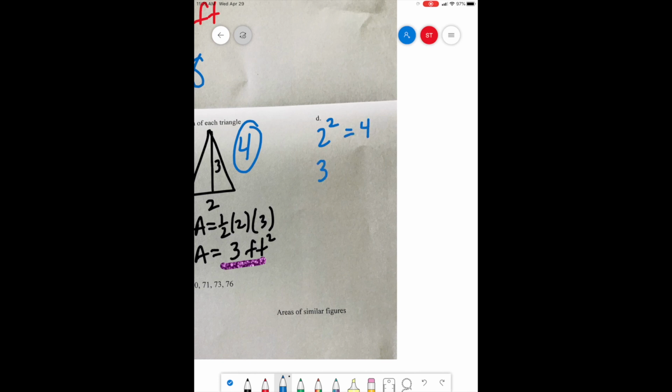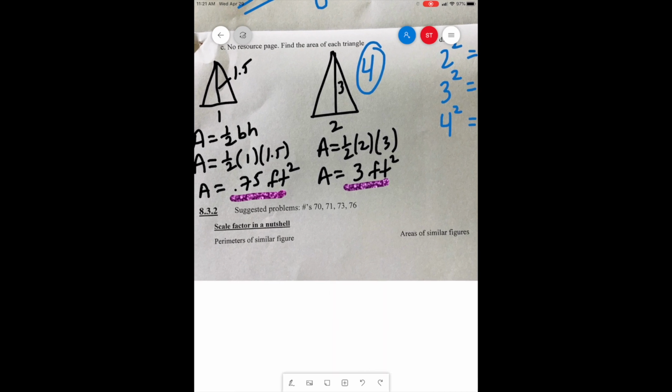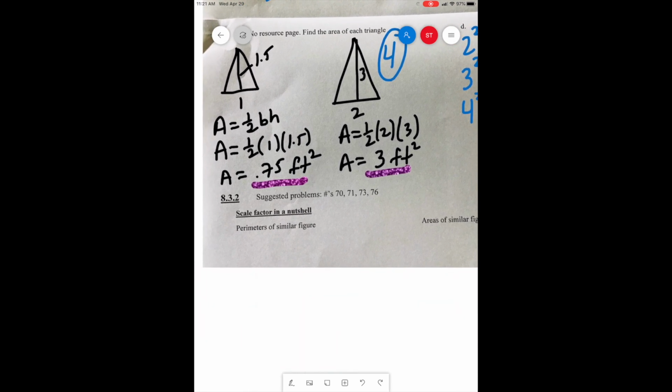What if the scale factor was 3? How much more area? Well, 3 squared is 9. Okay, so on and so forth. What if we had, let's do one more. If the scale factor is 4 times as big, you have 16 times the area. So in a nutshell, let's do here. Okay. For the perimeters, this is the impact it's going to have.